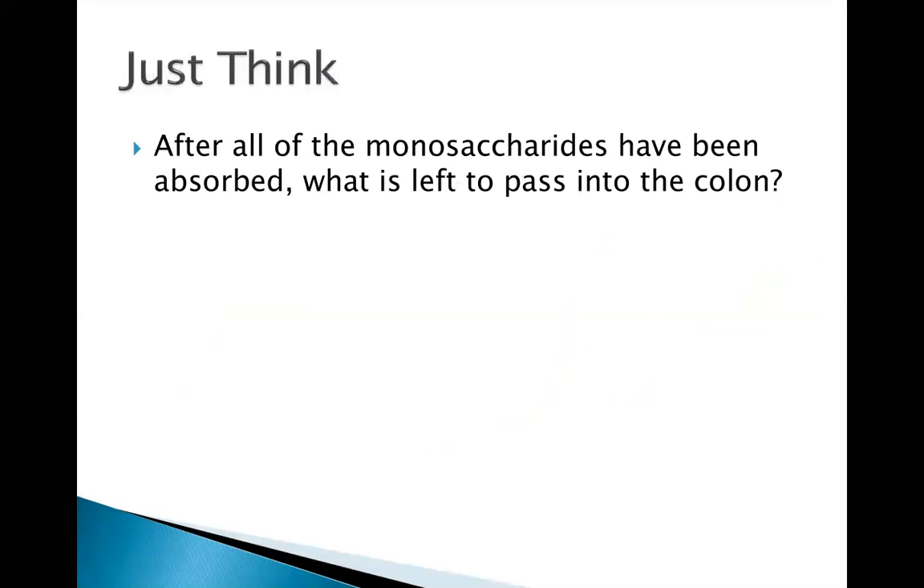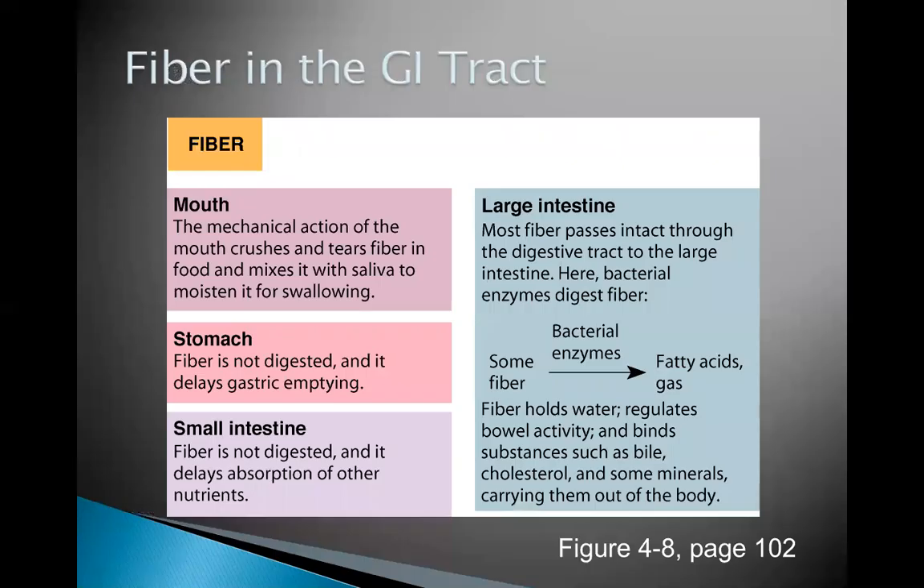So after all the monosaccharides have been absorbed, what is left to pass into the colon? Hopefully you guys said fiber. Fiber will be passed into the colon. And so fiber, especially insoluble fiber, we're not going to be breaking this down. Bacteria are going to be using this fiber to break down. But fiber has many functions. One of the things it can do is bind bile. And when it binds bile, that bile gets excreted. The way our body makes bile is through cholesterol. And so our body has to then make more cholesterol.